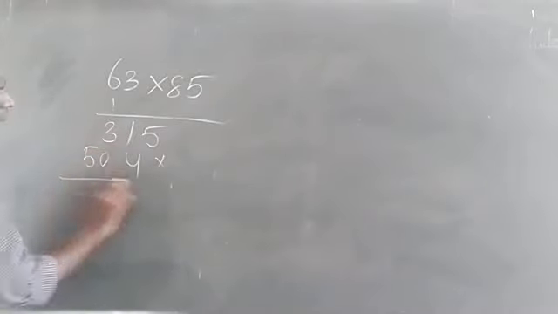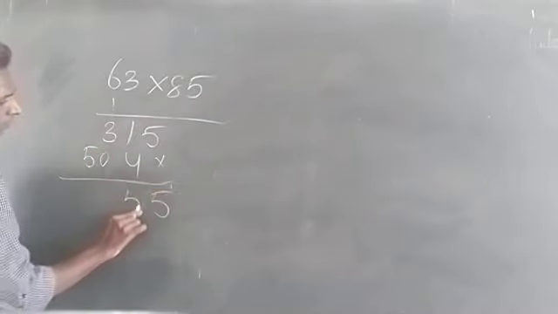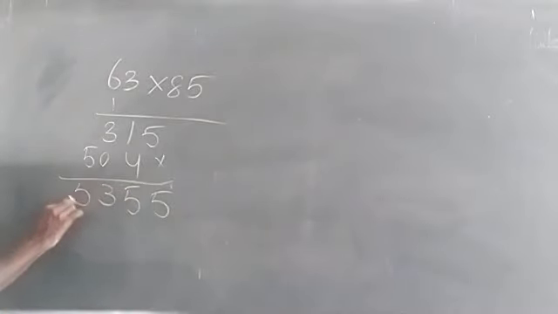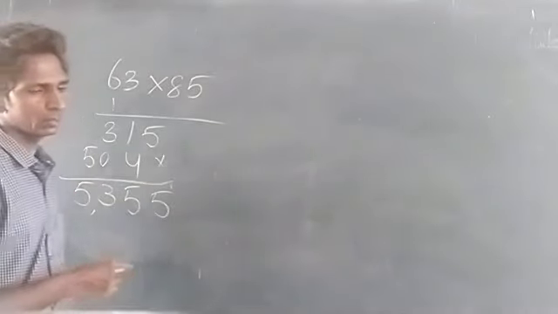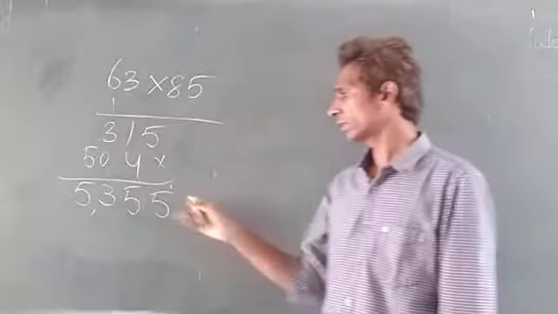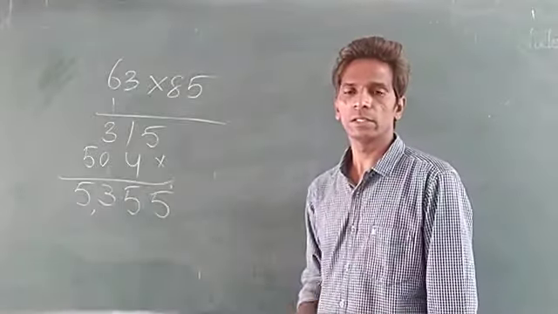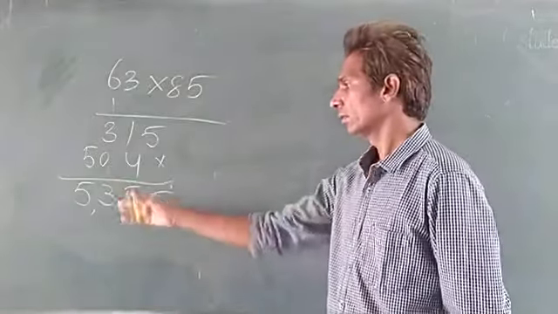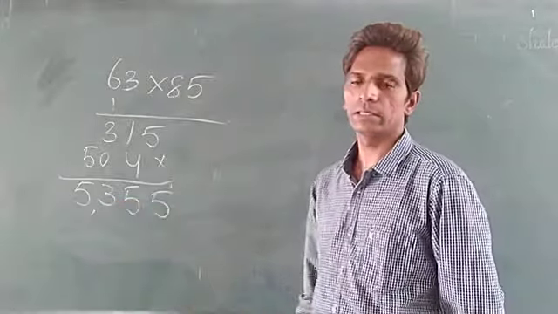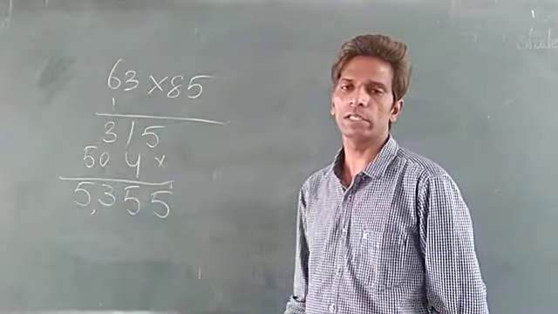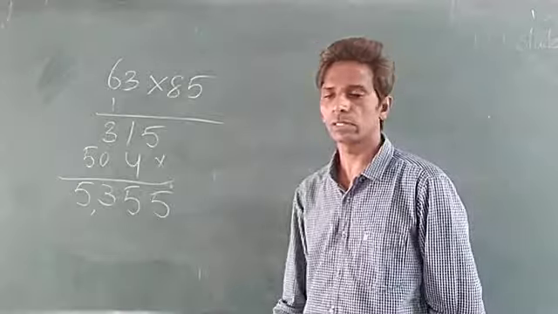15, 30, 31, 24, 48, 49, 50. So what is the value? 5355. So what is the nearest value? 5 after 3 is there, so above 5 is not there. So you want to write down 5000.